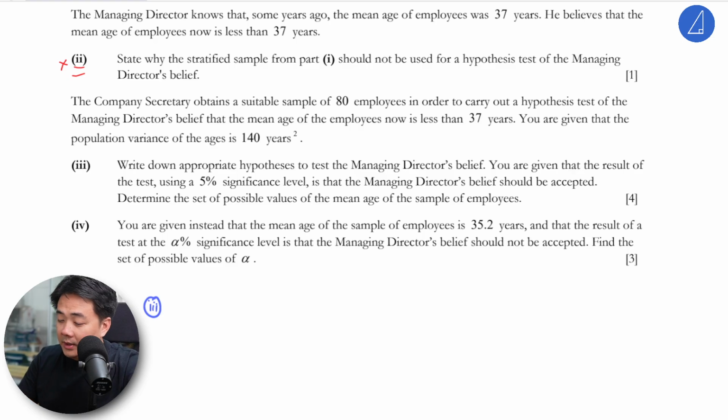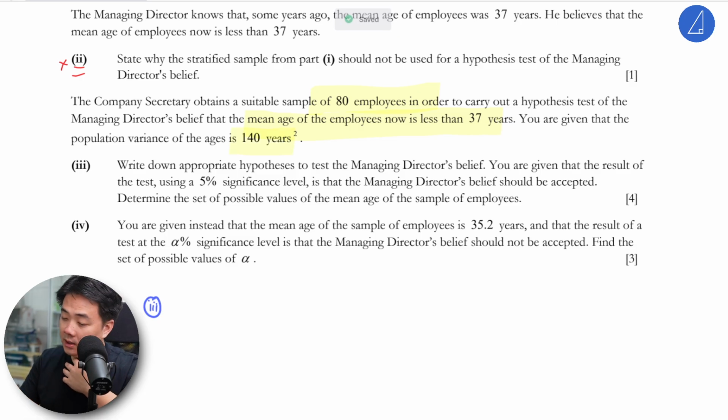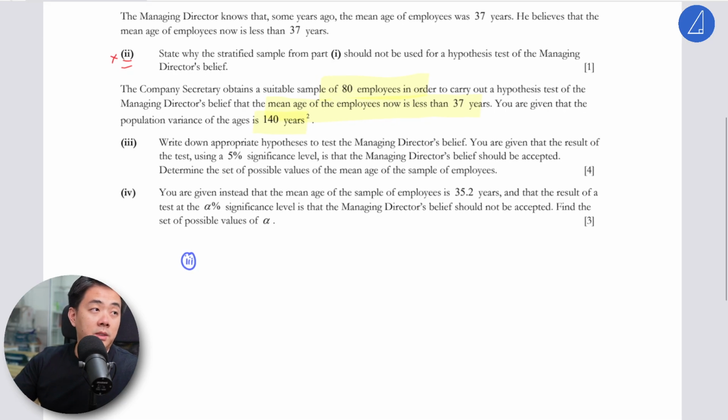So the company secretary obtains a sample of 80 employees, right? In order to carry out a hypothesis test, the managing director believes that the mean age of the employees is now less than 37 years. You are given the population variance of the age. Okay, so we are given the population variance. It's not known to be normally distributed. So we need to use CLT. That's the main thing, right?